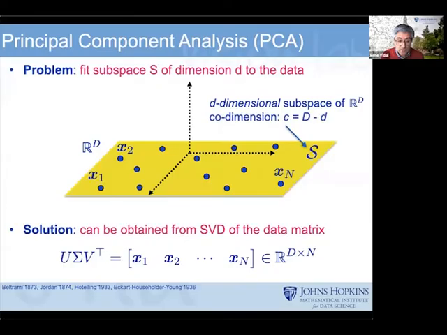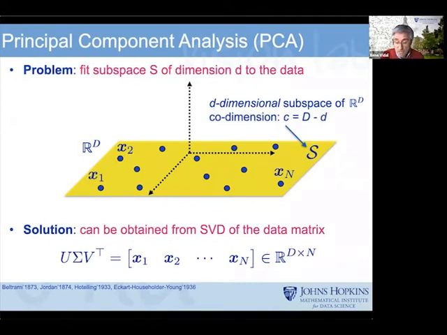...to the work of Beltrami and Jordan in the 1800s, where the question is simply that one is given a data set, which in this case is illustrated by the set of blue points, and the goal is to fit a low-dimensional subspace to this data set. So here I assume that the ambient dimension is capital D, and the dimension of the subspace is little d.